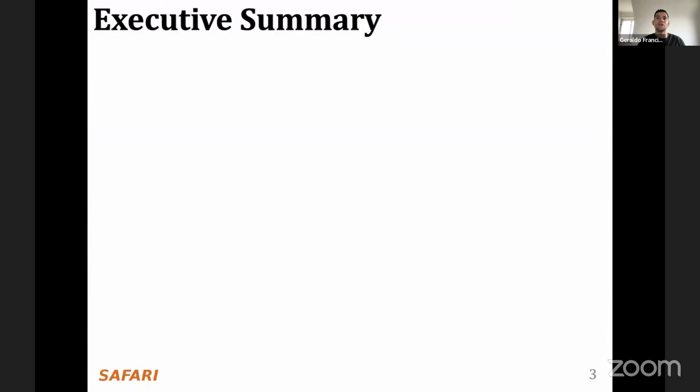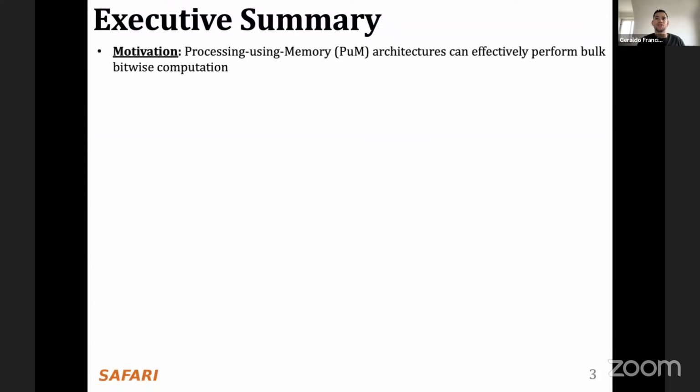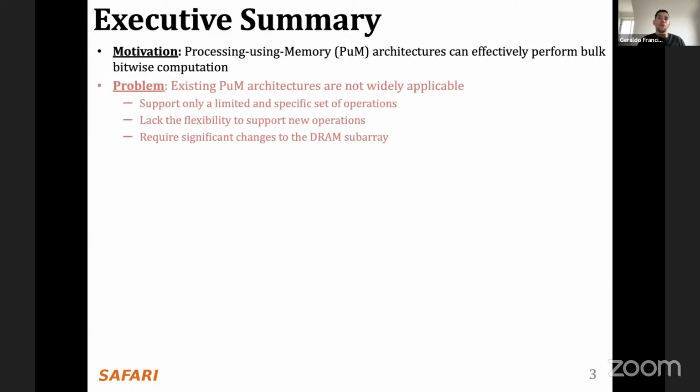So our primary motivation for this work is that there is a lot of interest in processing using memory architectures, which can efficiently perform bitwise operations like in-DRAM row copy, as I mentioned earlier. However, before this work, processing using memory architectures were not quite widely applicable since they only support a limited and rigid set of operations. They lack the flexibility to support new desired operations and often require significant changes to the DRAM subarray in order to enable more complex operations like addition or multiplication.